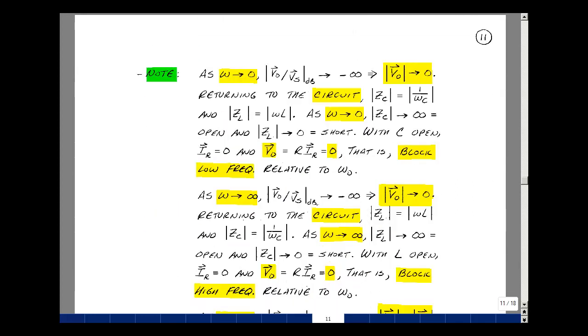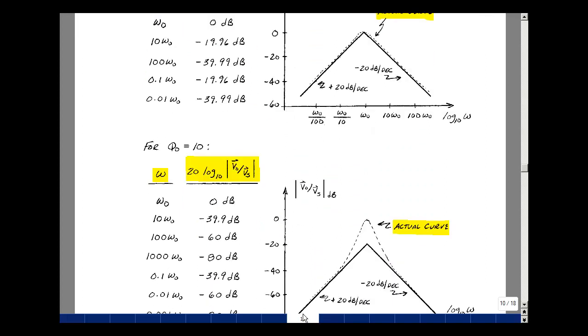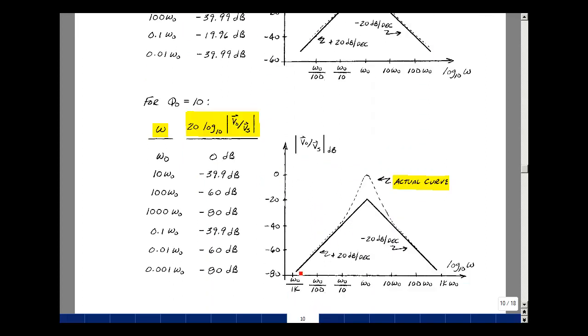I'd like to show again that the Bode plot and the circuit are telling you the same thing. So let's go back to the previous page and look at the Bode plot for a range of frequencies. I'll do the Q naught of 10 again. When the frequency approaches 0, the gain gets smaller and smaller, more negative dB. Our gain, V out over V sub s, is approaching minus infinity dB, which is equal to 0. So in other words, we're blocking the signal.